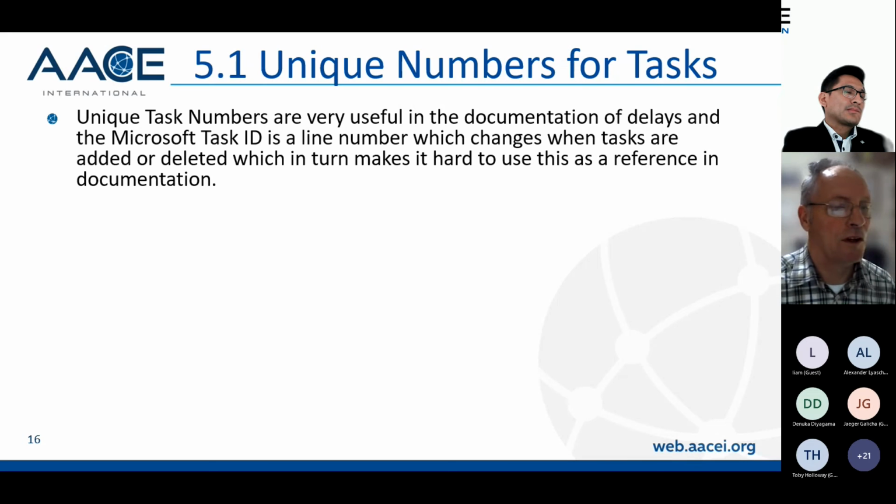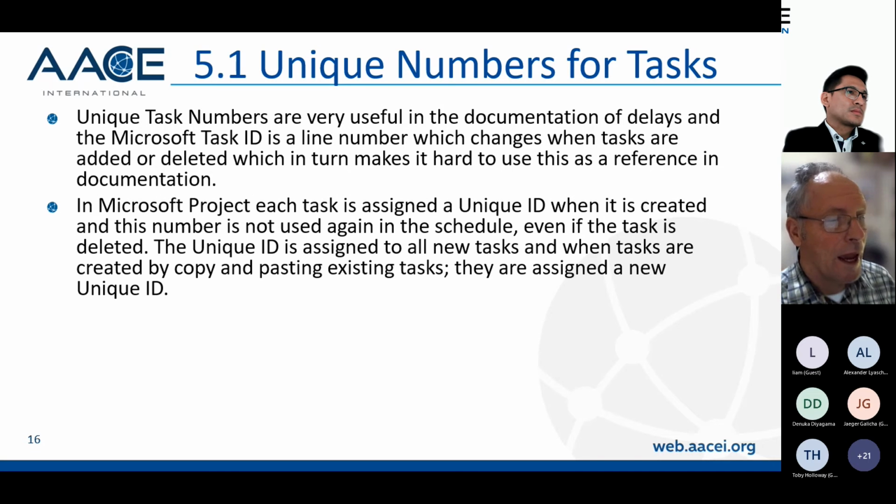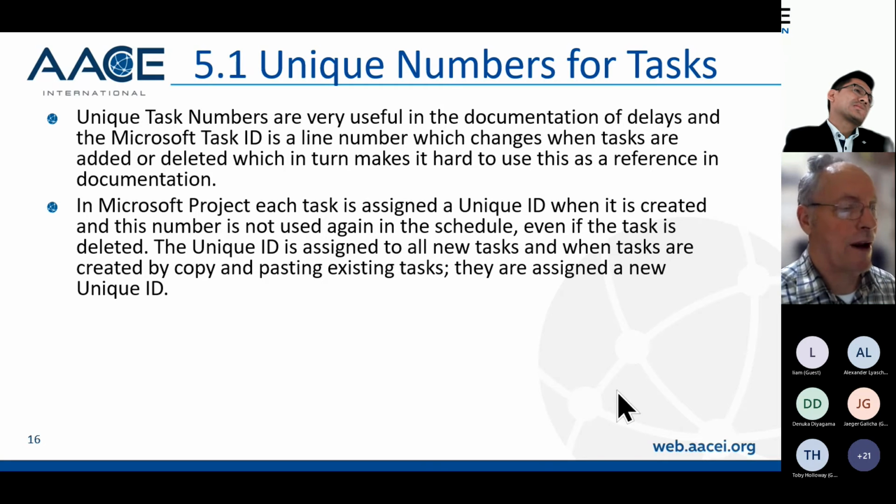So unique task numbers are useful in the documentation of delays, and Microsoft Project's Task ID is a line number which changes when tasks are added or deleted, which in turn makes it hard to use as a reference in documentation. In Microsoft Project, each task is assigned a unique ID when it's created, and this number is not used again in the schedule, even when a task is deleted.